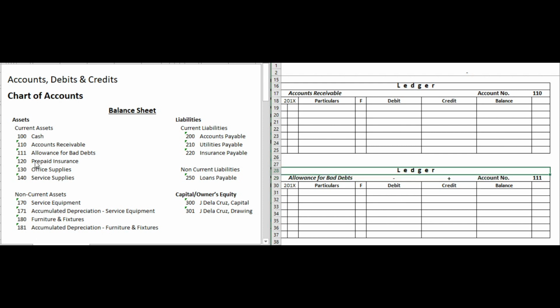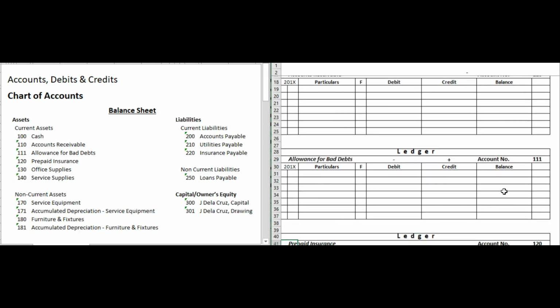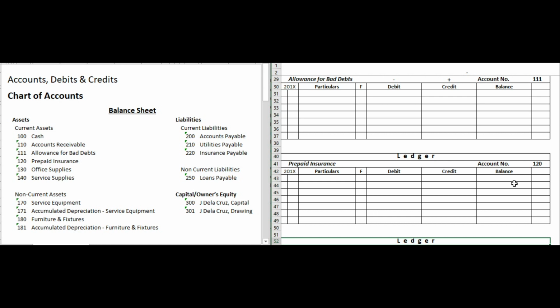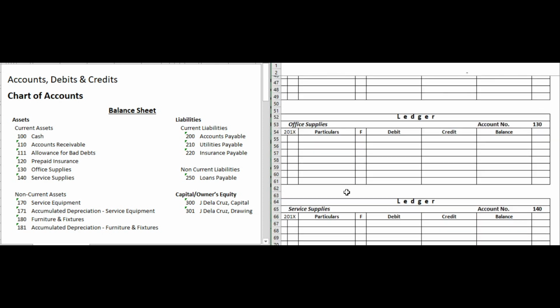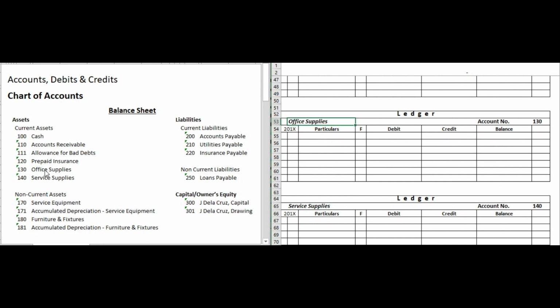Then, let's proceed. Prepaid insurance, account number 120. Put prepaid insurance there. And of course, we have office supplies. You will actually write this. It should be blank, and then 130. So there are templates for these. And the list goes on.